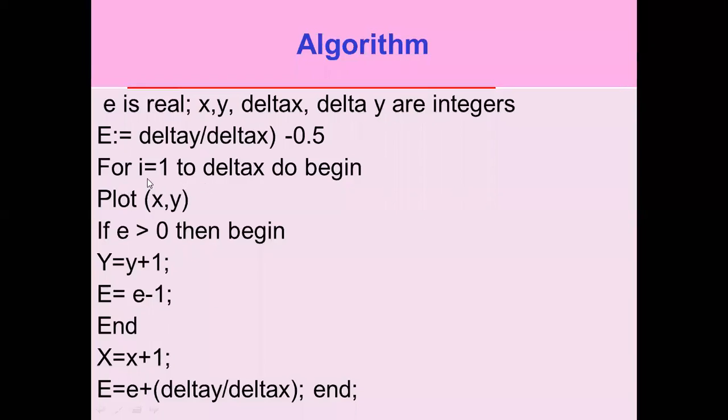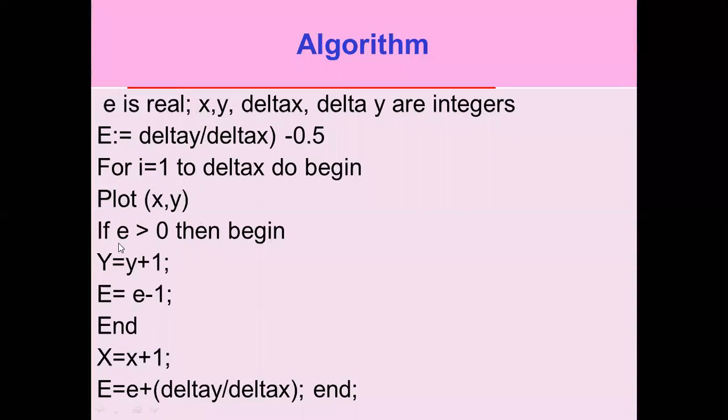Then we start the loop, I is equal to 1 to delta x, begin, plot x comma y. Here I is a counter, and it will start from 1 and go up to the value of delta x. How do we calculate delta x? X2 minus x1, final point minus initial point, and we run this loop from I is equal to 1 to delta x.